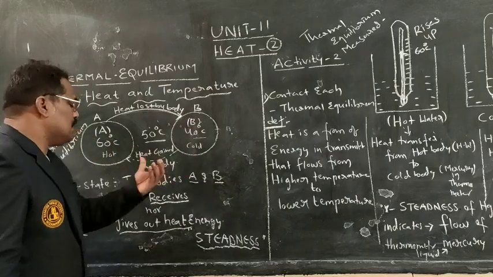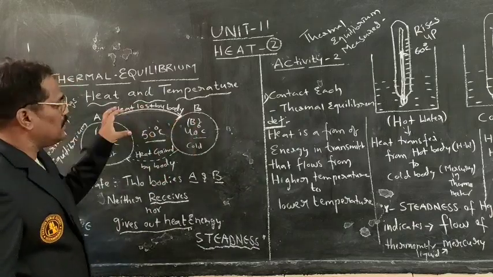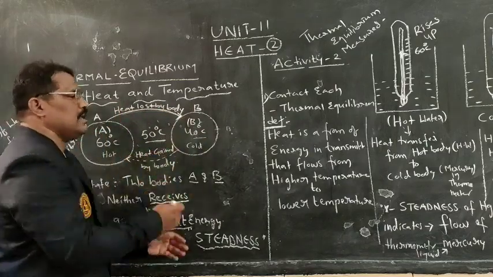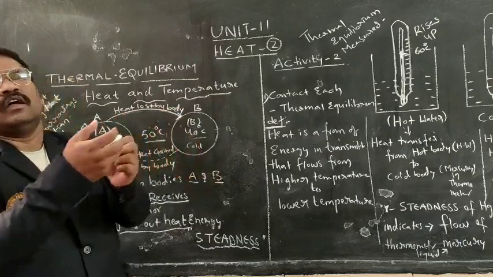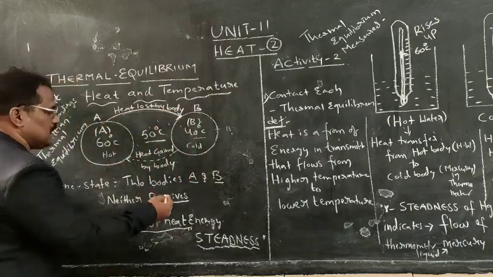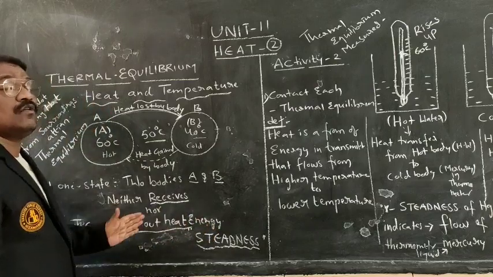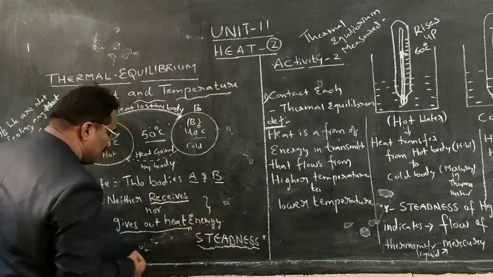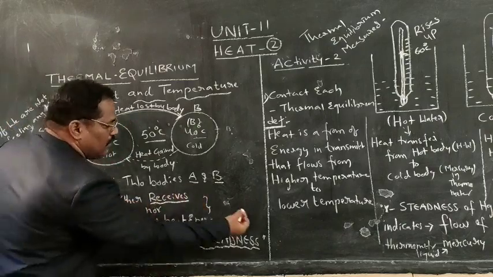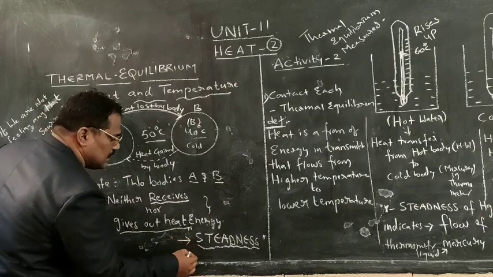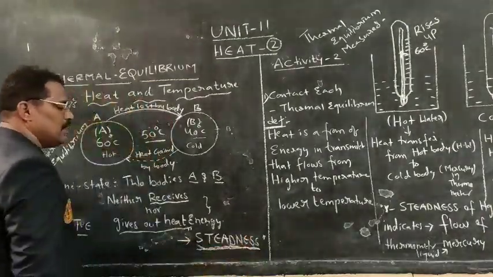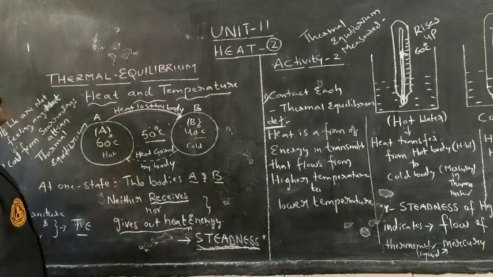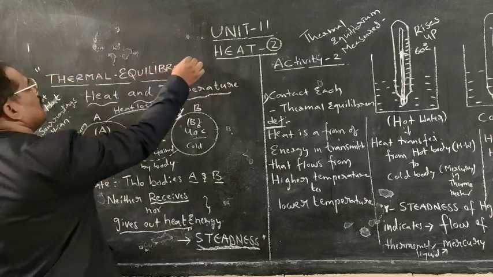The two bodies neither receive heat nor give heat to each other. Neither of these two bodies will transfer heat or receive heat. It attains one nature: the body is neither receiving heat nor giving out heat. We will call that particular state nothing but what? Steadiness. Attainment of steadiness by two bodies can be called what?